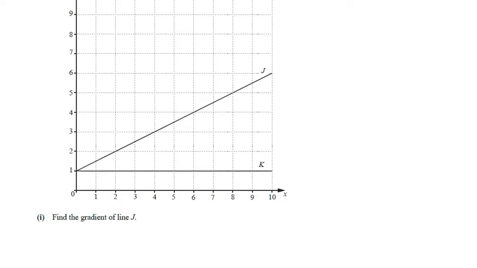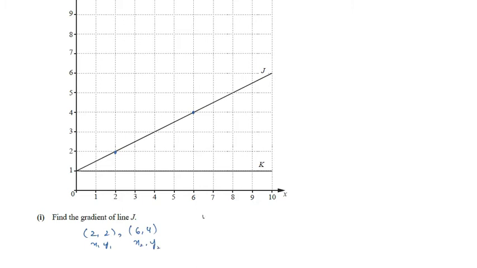To find the gradient of the line J, we will read two coordinates from this line. Then we will substitute these two coordinates in the formula of gradient, so we will get the gradient of line J. For example, if we read two coordinates as 2, 2 and the other coordinate as 6, 4, these are x1, y1 and x2, y2.